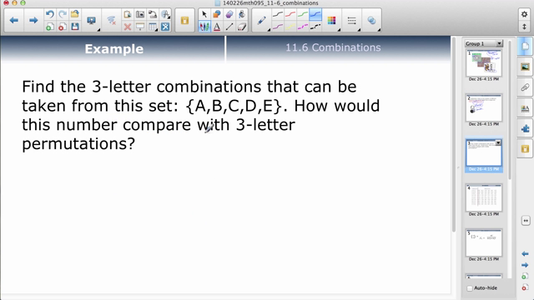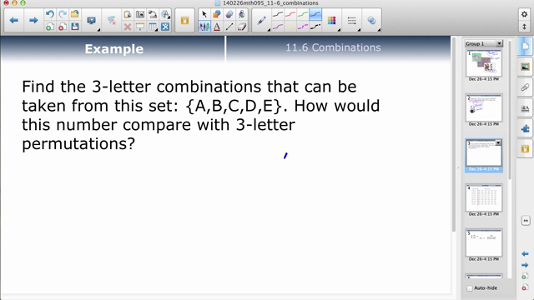So here's an example. Find the 3-letter combinations that can be taken from this set. So I have A, B, C, D, E, and I want to know how many different 3-letter combinations there are. And how would that number compare with how many permutations there are? So if order is important, would you get more or fewer arrangements? Let's just take a quick look.